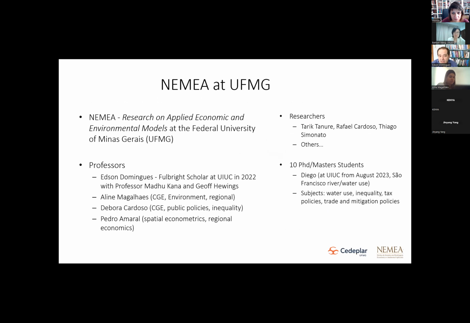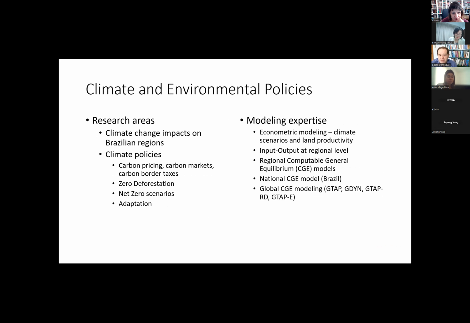Our research group is called NEMEA, on Applied Economics and Environmental Models and Modeling at the Federal University of Minas Gerais. The leading professors here are Edson Domingues and Aline Magalhães. We also have other colleagues here and around 10 PhD and master's students working with us on these topics. Some are related to modeling, some are related to climate change and policies. Our main research areas were related to climate change impacts on Brazilian regions. It's the topic that we started working on in the beginning.